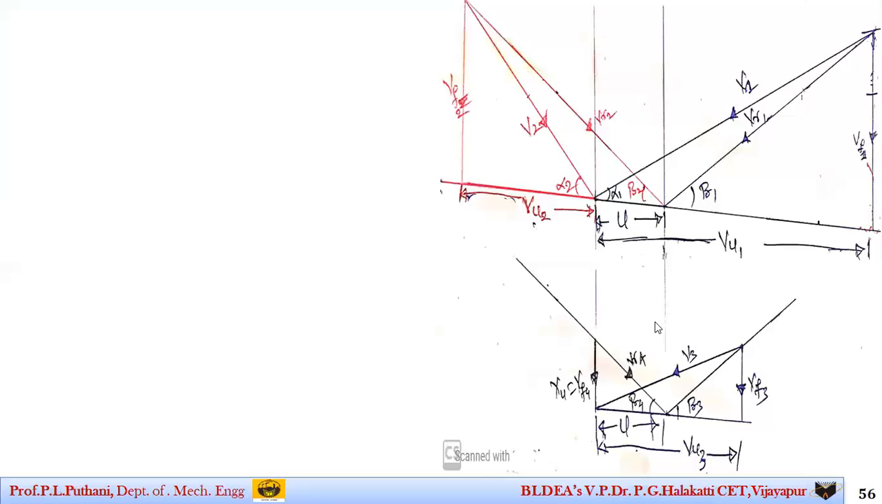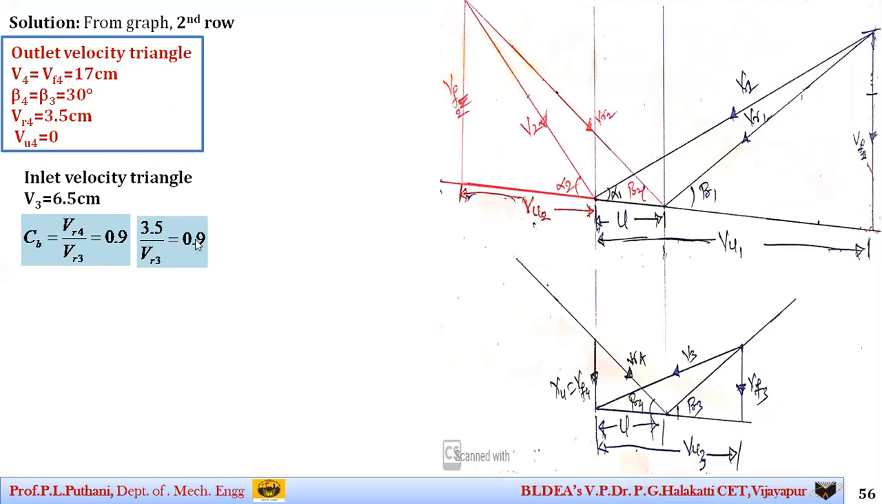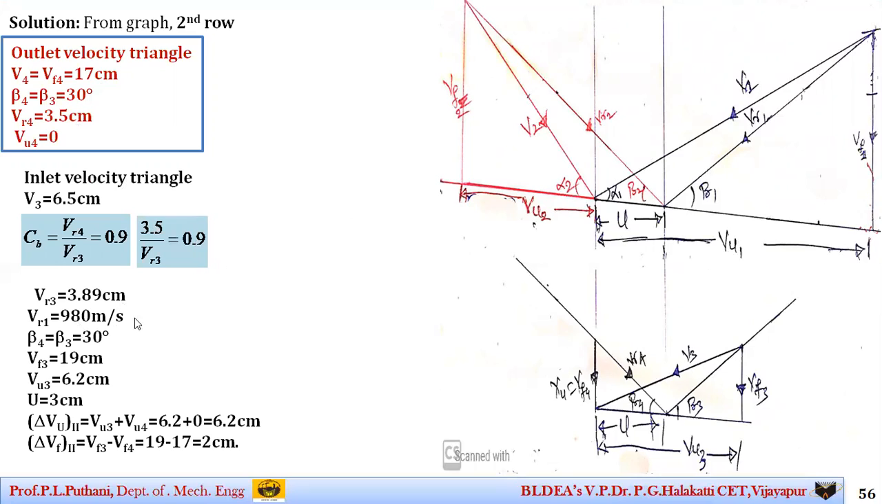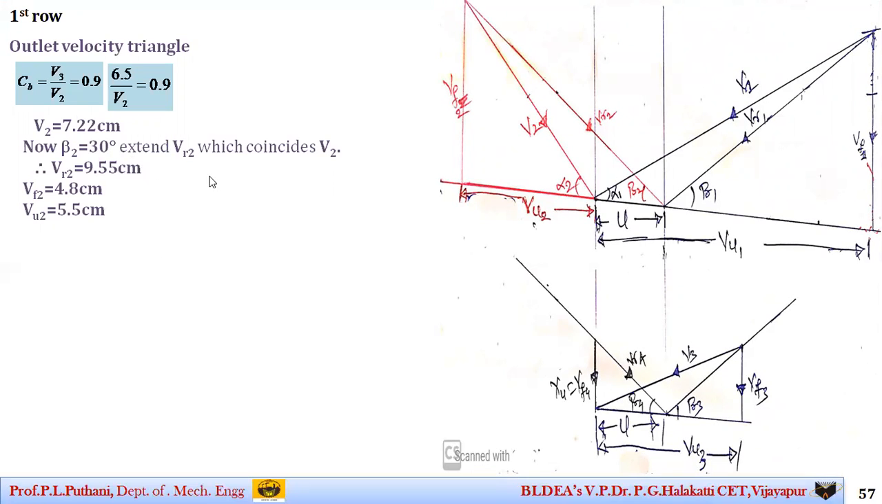Just I will help you. This is my sketch. These are the values. You can see here I have got all the values in centimeters itself. You can see here these are the corresponding values. See, for the second row we have got these values, inlet as well as outlet velocities. Similarly, for the first outlet velocity triangle, these are the values we have got, all in centimeters itself. Inlet velocity triangle we have got in centimeters.